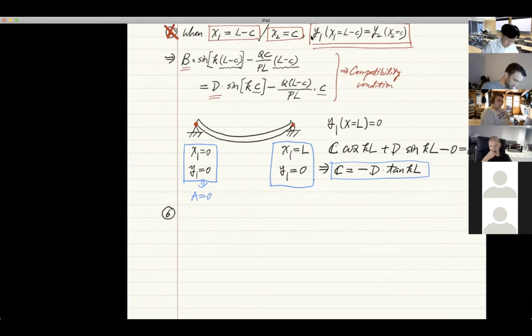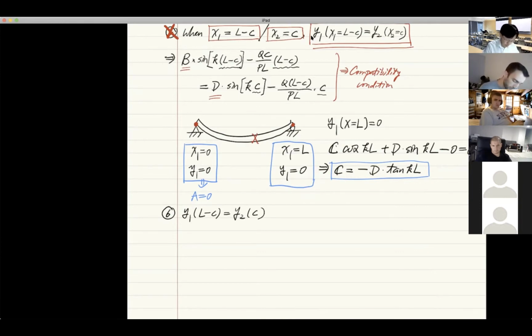Now we know that y1 at L minus c equals y2 when x2 equals c. That is the boundary condition we want to use, which is nothing but to say that when y1 and y2 join, which is somewhere here, correct? The deflection must be the same. No matter whether you calculate from the left-hand side or the right-hand side, they must be the same. Then what we do is plug in the expressions of y1 and y2 to relate these two.